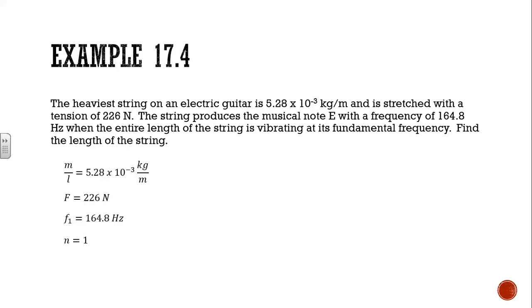So some things that we know: the mass to length ratio, 5.28 times 10 to the negative third kilograms per meter, the tension, 226 newtons, and the frequency, 164.8 hertz. I know that we're talking about the fundamental, so n is 1. One of the first things I want to do is figure out the speed of the waves on the string, and then I can figure out the length of the string. So here's my relationship for speed, between tension and mass per unit of length. And there's my relationship for frequency and length.